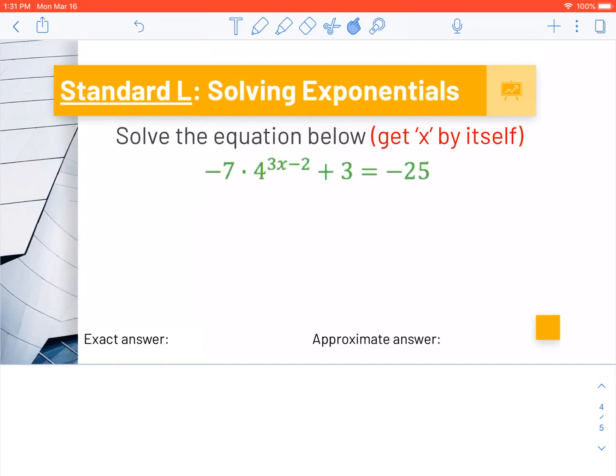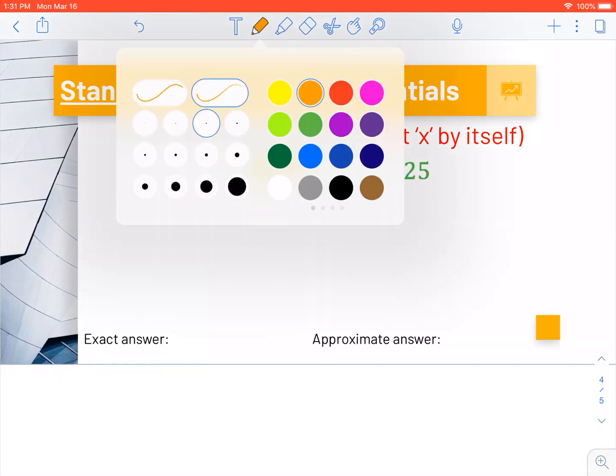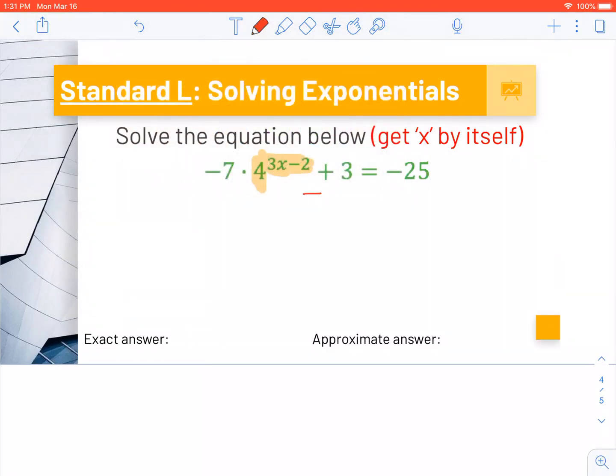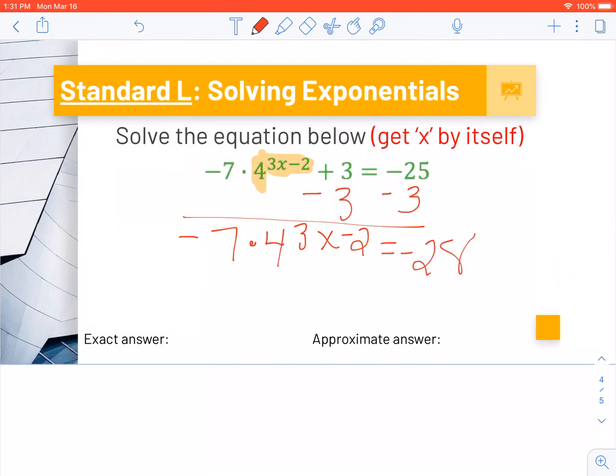So remember, we want to start off by getting our base and our exponent by themselves. I've identified my base, which is my waiter, and then his little tray of food would be that 3x minus 2. I want to get rid of all the things around it. So to start off, I want to get rid of that plus 3 by subtracting 3 from both sides. I still got that negative 7 times 4 to the 3x minus 2 equals negative 28.